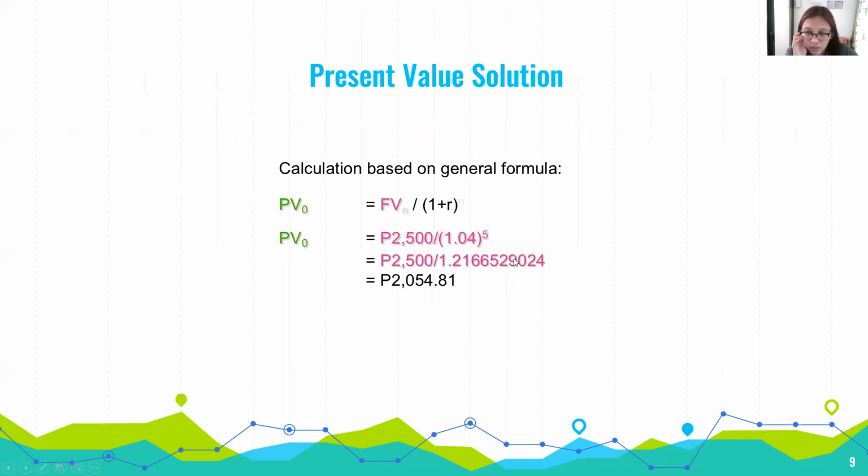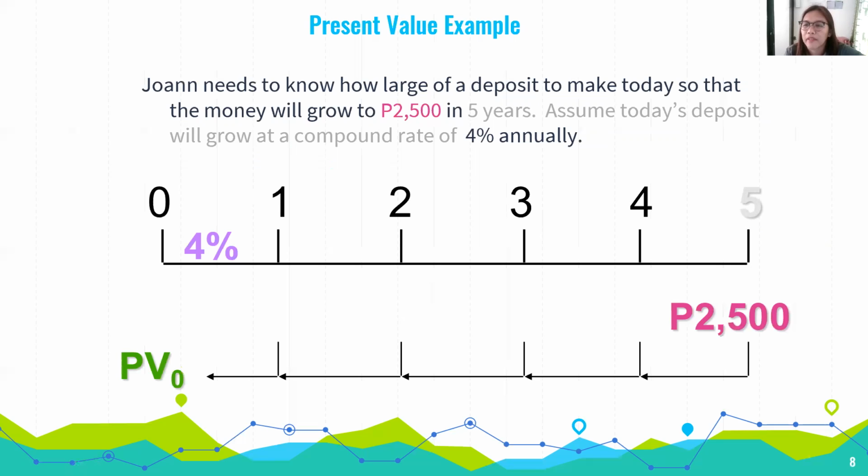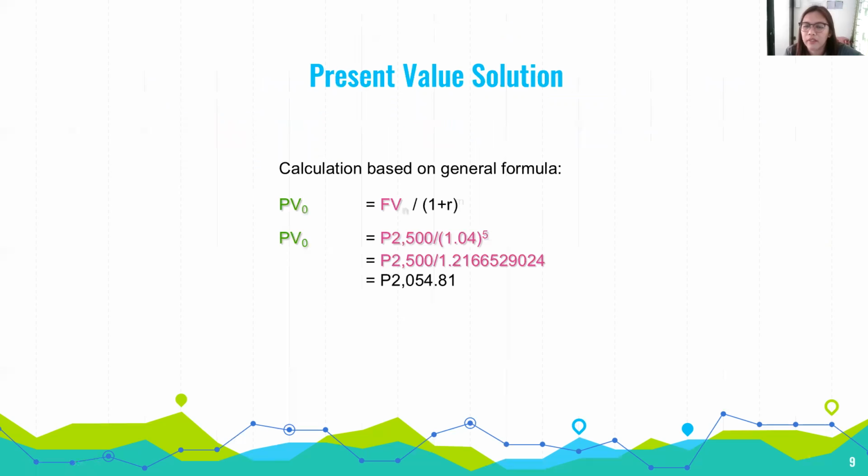Solution, it's 2,000. If you invest 2,000 today, 2,054.81, you will be having 2.5 after 5 years. Okay.